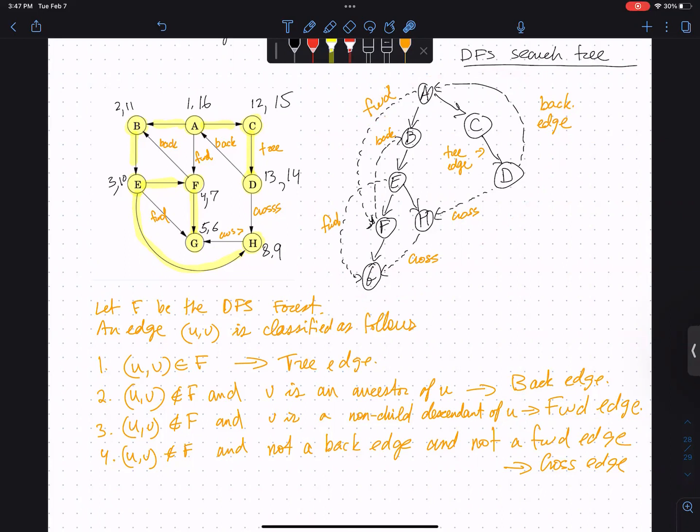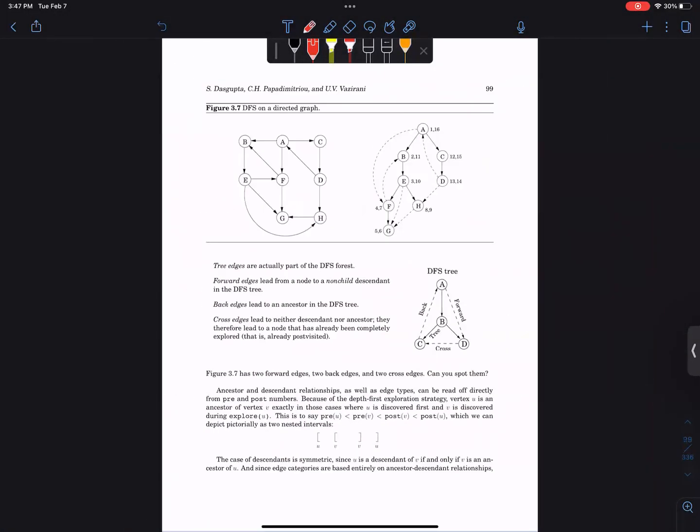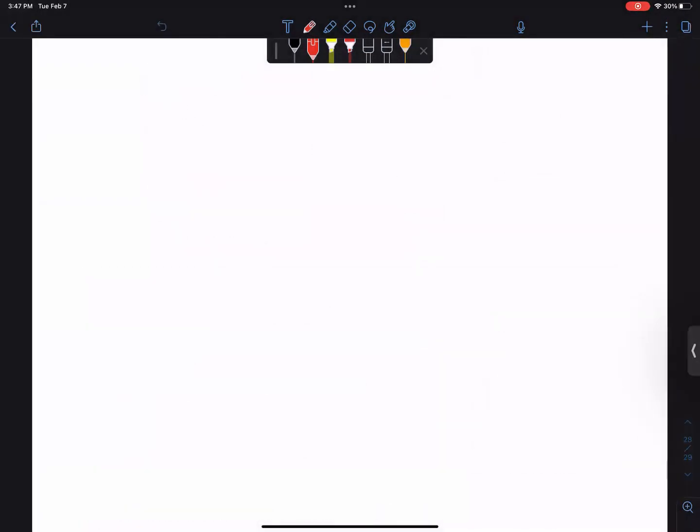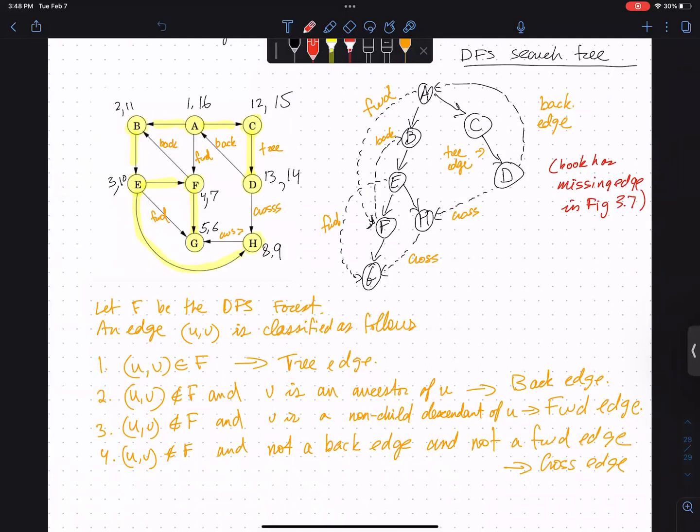Now, we do, wait a second. By the way, your book has a typo, a figure typo, a missing edge. I'll be specific, missing edge in figure 3.7. So it's this one. I forgot which one there, but one of the edges was missing. Maybe it's fixed in a later edition of the book. I'm not sure. Okay.